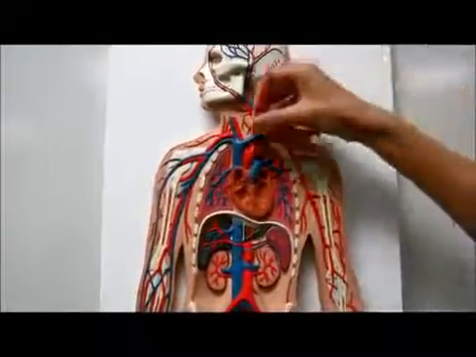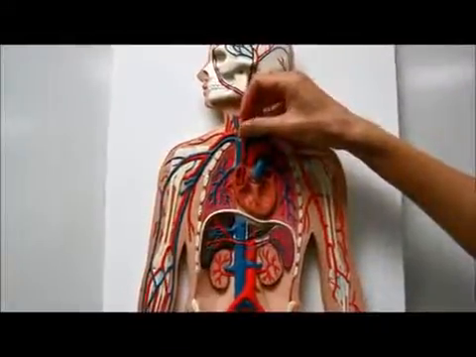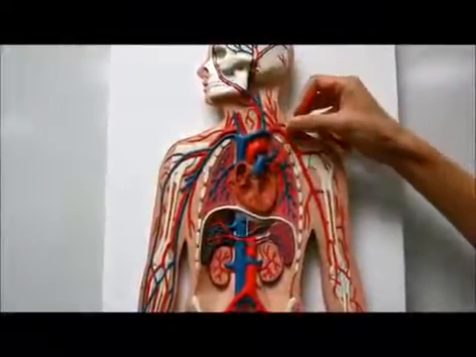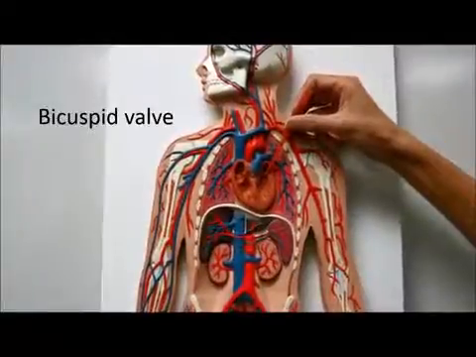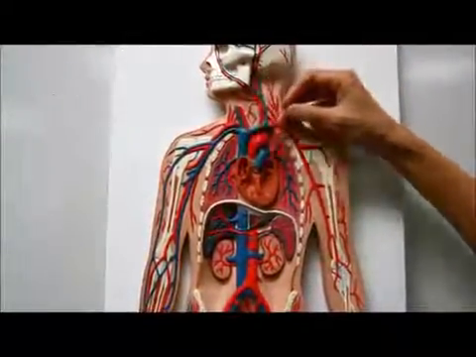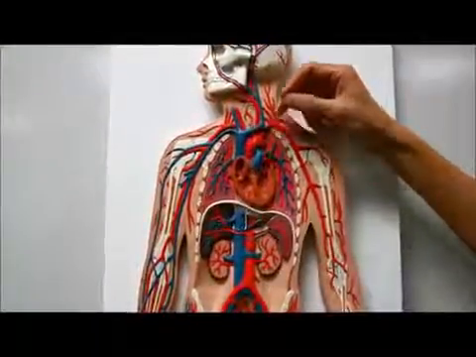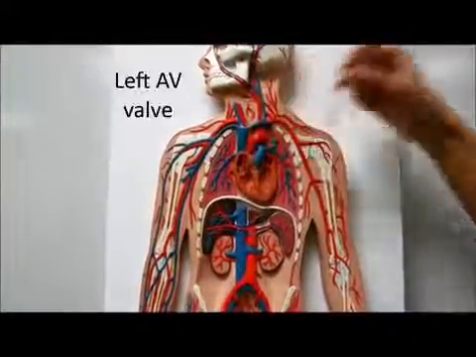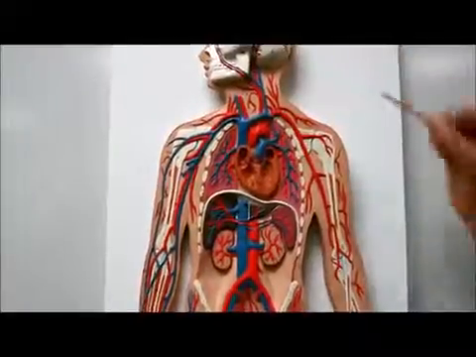Okay. Going here, there's a valve here that's called the tricuspid valve, and there's a valve here that's called the bicuspid valve, also known as the right atrioventricular valve or the left atrioventricular valve. Right AV, left AV.